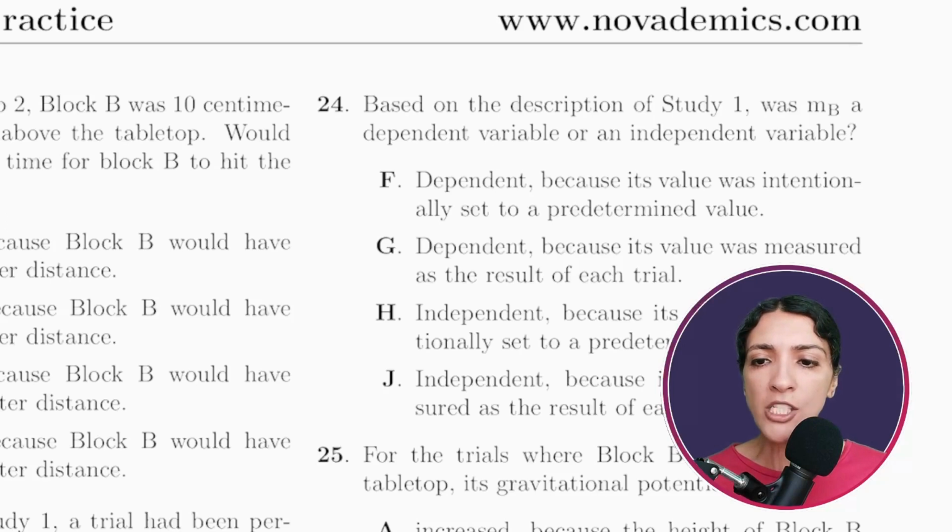Now, for this question, we're asked about the mass of block B. We never measured it as a result of the experiment. We already knew the masses, and we were measuring time, and we were measuring acceleration. So for this study, mass of block B was an independent variable. So that would have been choice H.